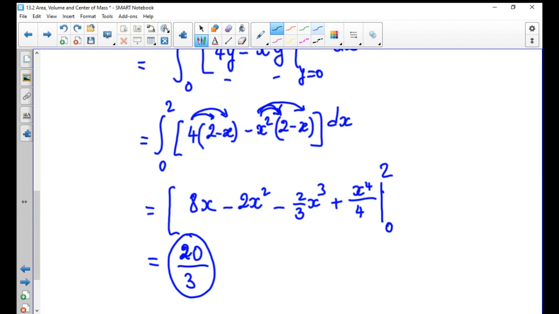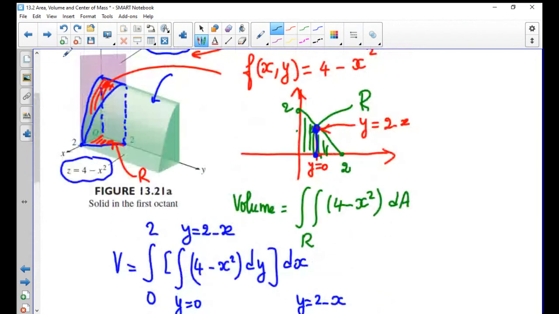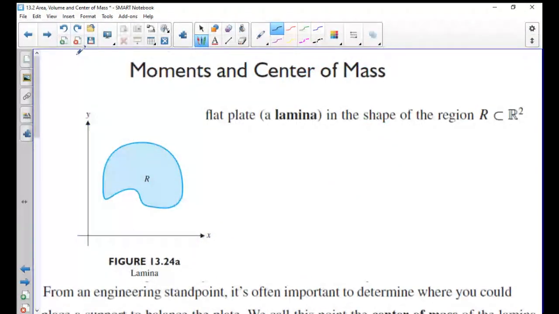So if you find negative here, that means there's something wrong in your calculation. Same thing when you are finding the area. If your answer is negative, then clearly there's something not right in your calculation. So please bear that in mind. It's important. Okay, so that is basically the examples here on volumes.